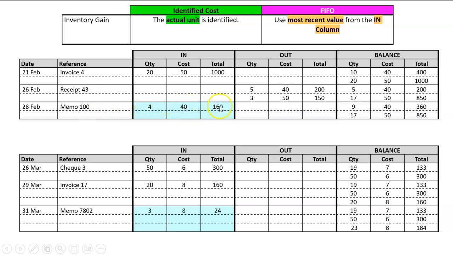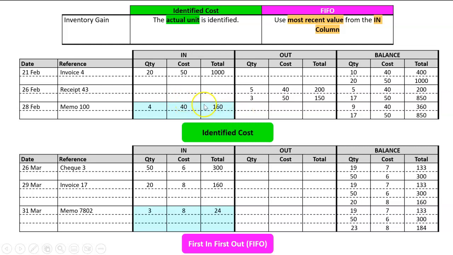4 came in at $40. So let's look here. The day before we had 5 at 40 and 17 at 50. So which is this? Is this identified cost or FIFO? Well, I'm just going to go to the FIFO rule. The FIFO rule says use the most recent value in the in column. Now the most recent value in the in column is $50. So if this was FIFO, the inventory gain should be $50 per unit. So this has got to be identified cost, this one.